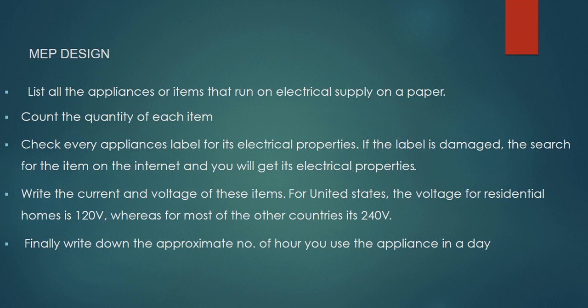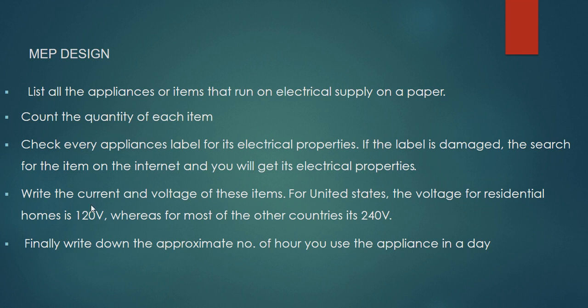Before moving on to the calculation, here are the important points. First, list all the appliances or items that run on electrical supply. Second, the quantity of each item. Third, check every appliance's label for its electrical properties. If the label is damaged, then search on the internet and you will get the electrical properties.